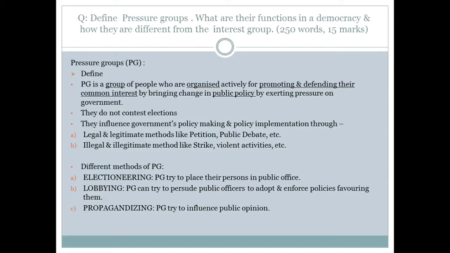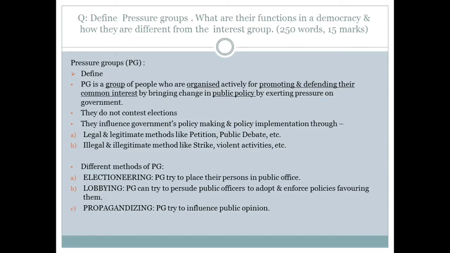Clear? Now they will influence policy making and policy implementation in two ways, legal ways or illegal ways. Legal ways means they will give petitions, go to public debate, and pressurize; such things are legal and legitimate methods. What are illegal methods? They will do strikes and violent activities, like the strikes and violent activities we recently saw in Delhi when the NRC or the Citizenship Amendment Bill, CAB, was brought. That is an illegal and illegitimate method.